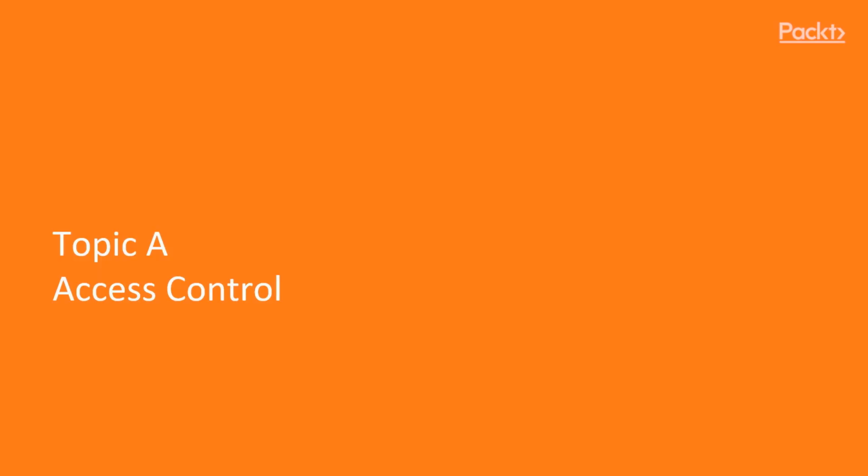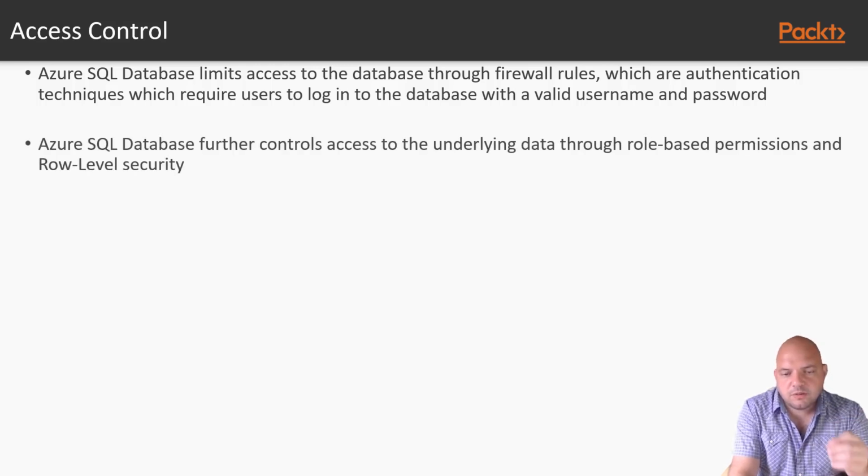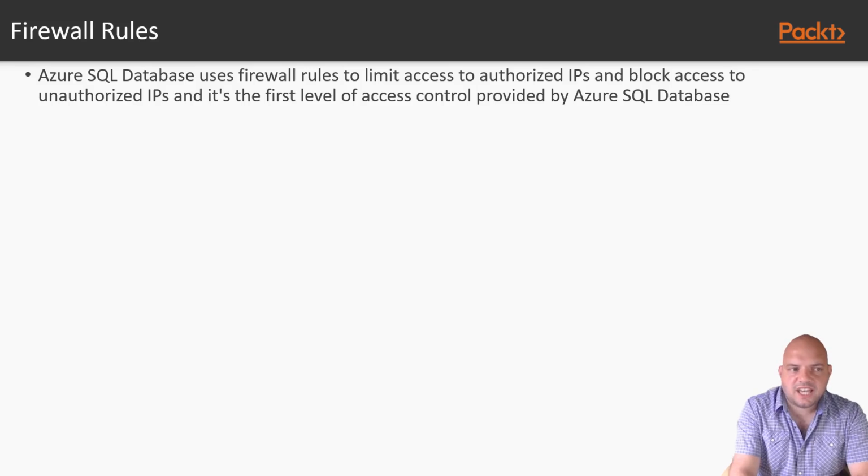The first topic in this lesson is access control. Now, Azure SQL Database limits access to the database through firewall rules, which are authentication techniques that require users to log into the database with a valid username and password. Azure SQL Database further controls access to the underlying data through role-based permissions and row-level security. So let's start by looking at firewall rules.